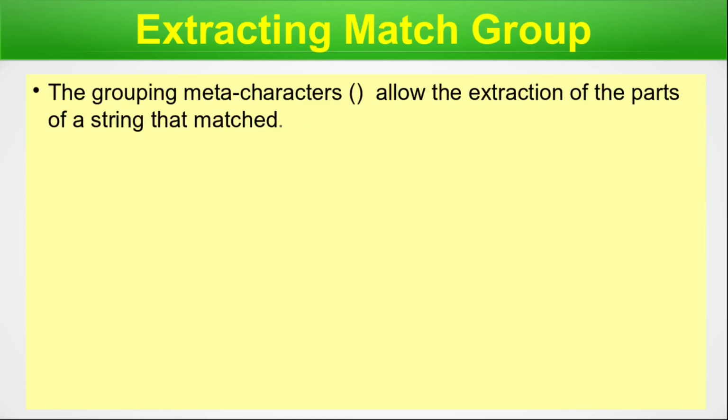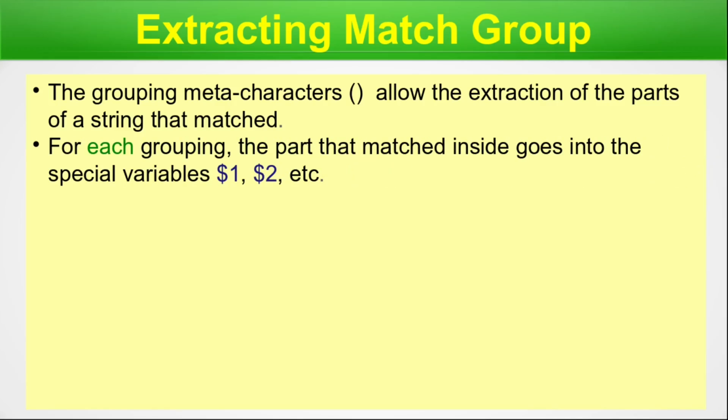Extracting the match group. So this is a matching group. Earlier we used the grouping in a different fashion. Here it is extracting match group. The syntax is different here. Now the grouping meta characters within first brackets or braces allow the extraction of the parts of a string that is matched. Earlier we were checking whether a string is matching or not, that is a yes or no condition. But here if the string is matching and we are matching a substring, how would we extract that substring? The pair of brackets does that.